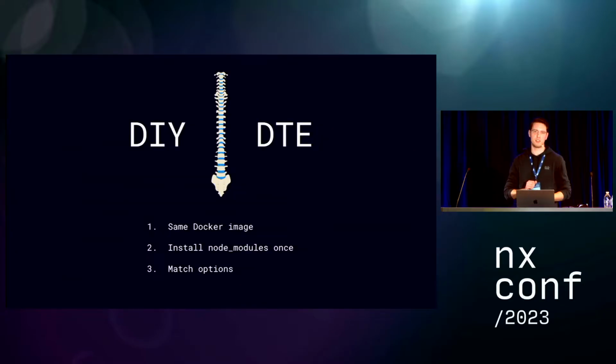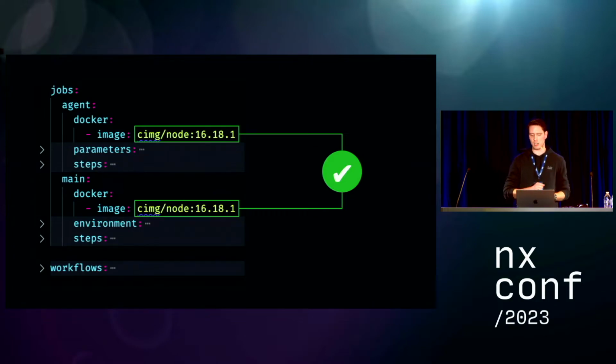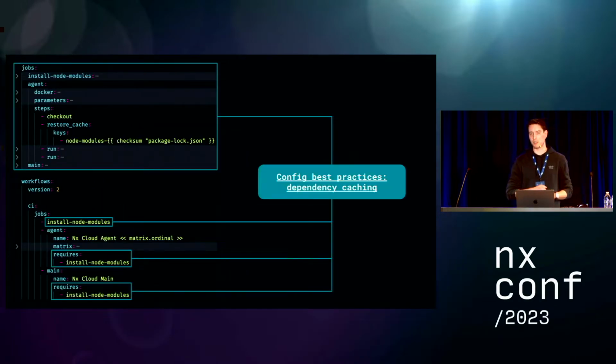Before we actually start testing the DTE solution, there are a few adjustments that we wanted to make so that it better aligns with what our DIY solution does. So we came up with this short consistency checklist and started working through it. Checklist item number 1, we want to use the same Docker image because a consistent environment is pretty important. Next, we want to install our node modules once and then store and restore from cache. This is what our DIY solution does because, at least for us, installing dependencies can take minutes. So let's save as much time as we can.